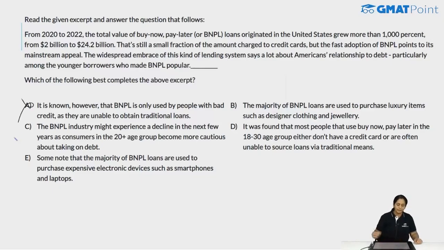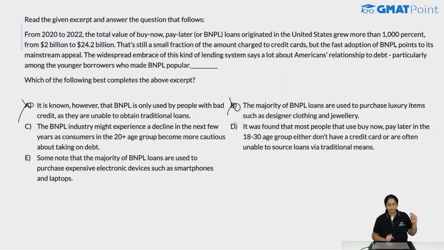Option B: The majority of BNPL loans are used to purchase luxury items such as designer clothing and jewelry. Now, the use of the BNPL loans is not mentioned. What is being mentioned is their wide acceptance, growing audience, and especially quick spread among the younger borrowers. The actual usage of the funds is not being discussed over here. So this would be a completely tangential point. B sets off on an entirely different discussion, so that would not be a good continuation of the paragraph.